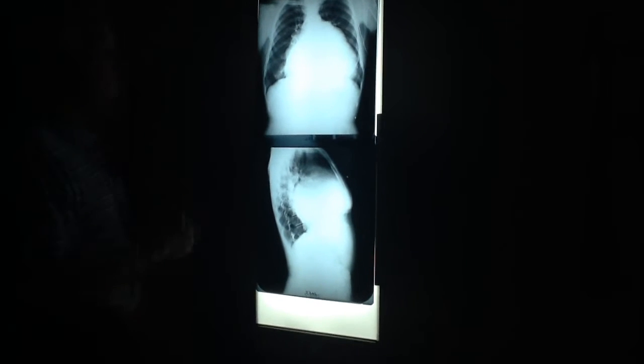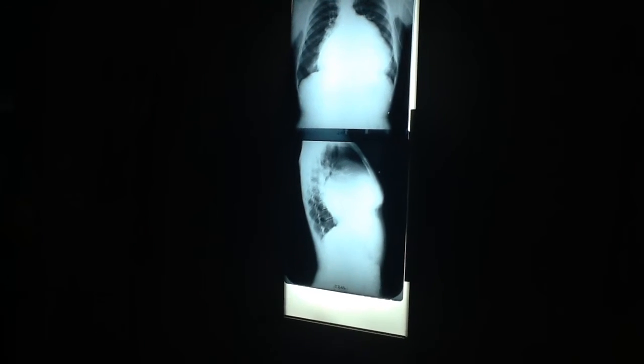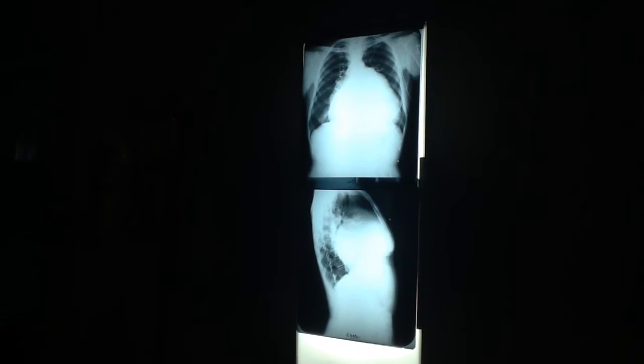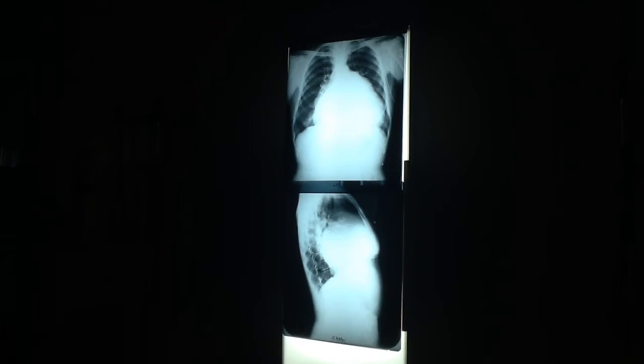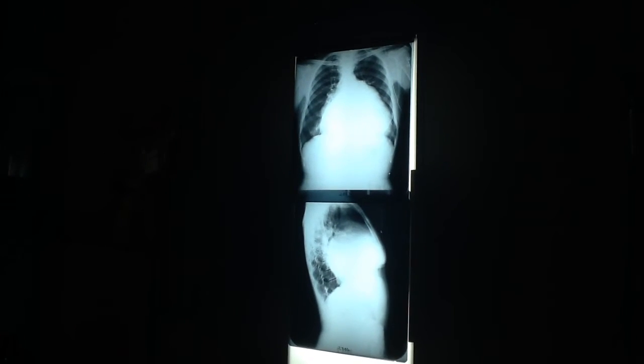Now, would you say this patient has cardiomegaly? Yeah. Do we even have to measure it? No, the thing's grossly enlarged. Believe it or not, one valve did that. One valve. Mitral valve. Mitral valve did that.